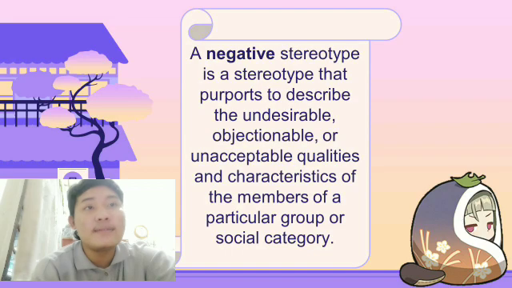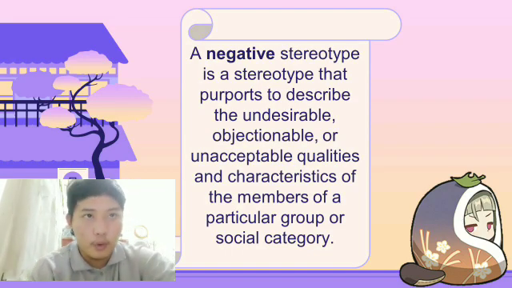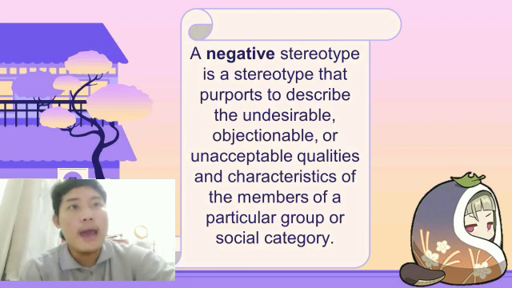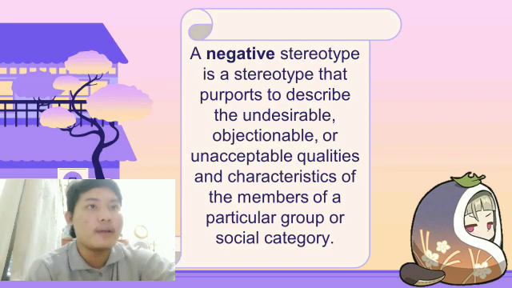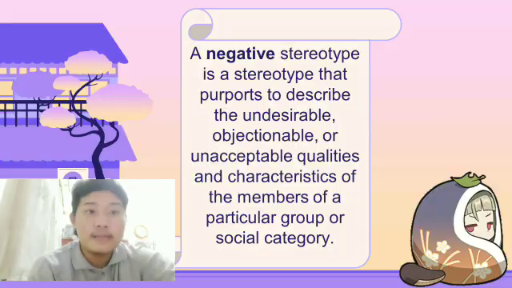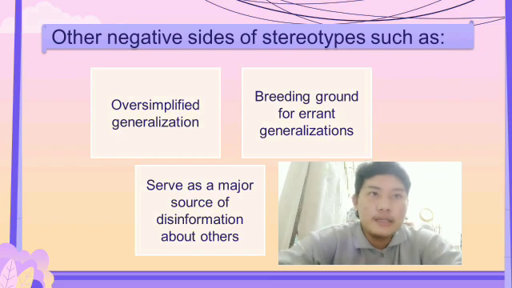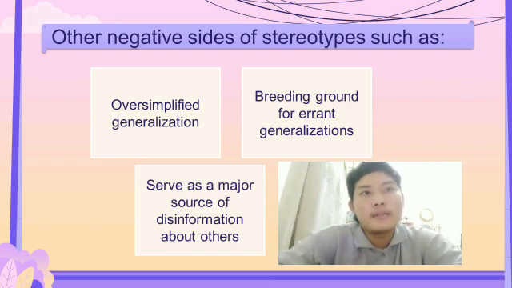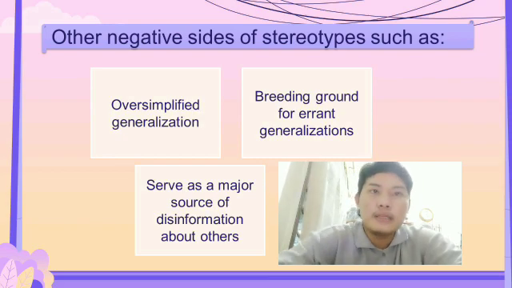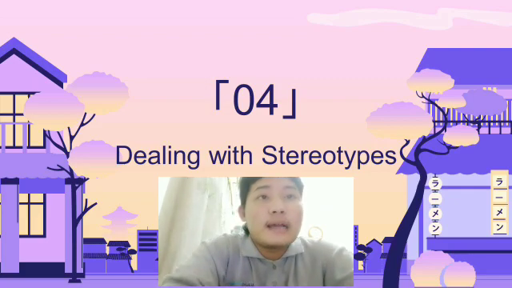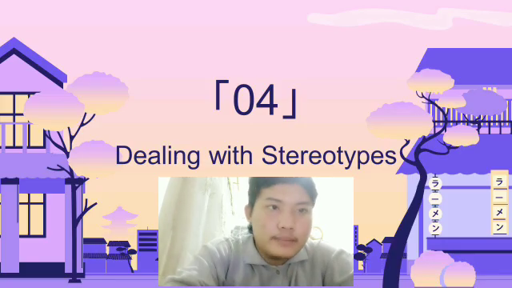As you know, a negative stereotype is a stereotype that purports to describe the undesirable, objectionable, and unacceptable qualities and characteristics of the member of a particular group or social category. Other negative sides of stereotypes are oversimplified generalization, and erroneous generalizations, which serve as a major source of disinformation about others.